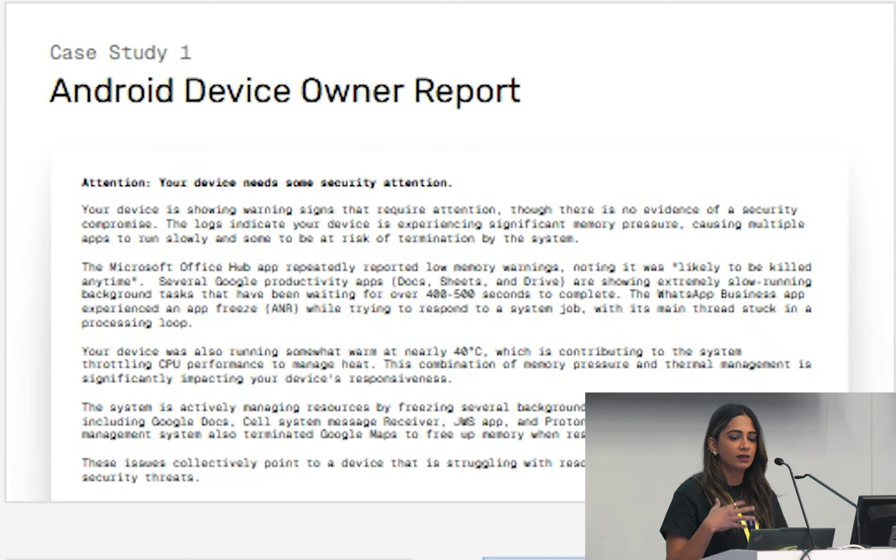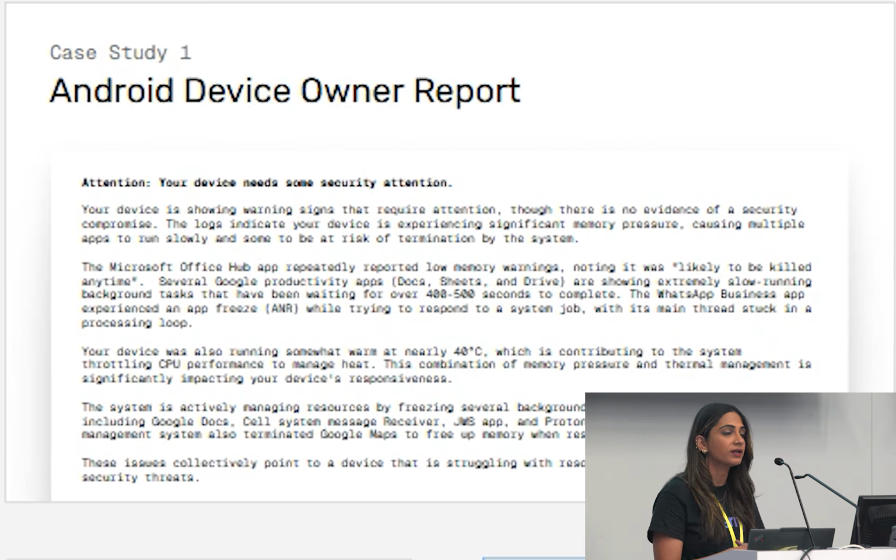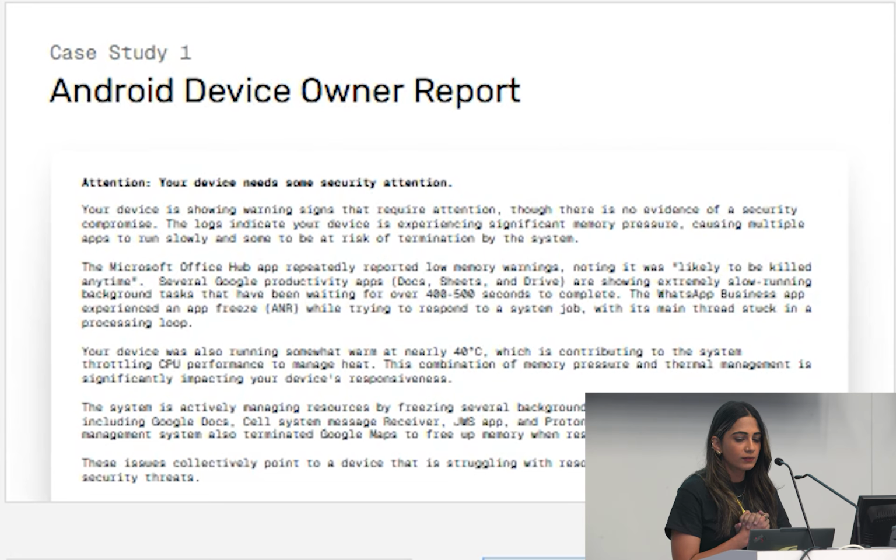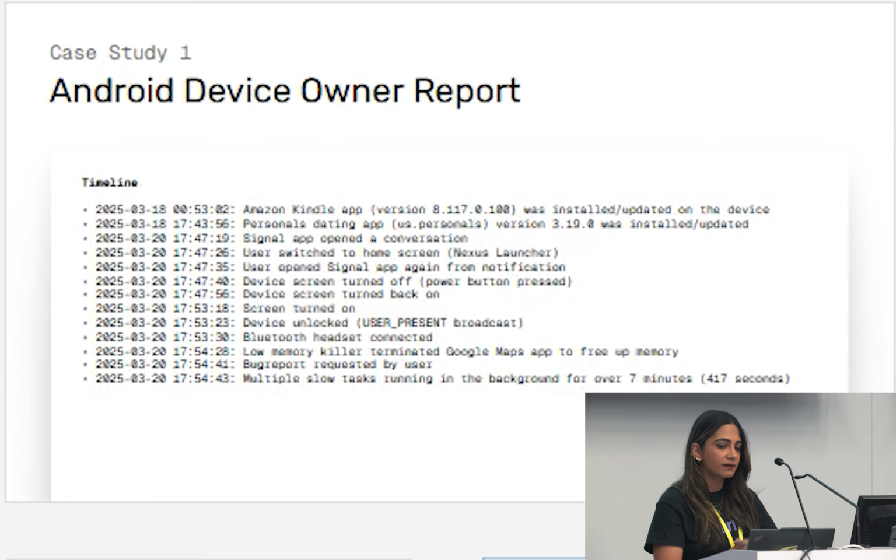And instead of cryptic log lines about ANRs and low memory killer and throttling, what you actually get is a clear audience-tailored report for the device owner. So what first looked like a crash or potential compromise is actually just the device is under memory pressure. So apps like Microsoft Office and Google Productivity are just running really slow. WhatsApp froze. The system started throttling CPU to cope with heat. So there's really no compromise. It's just resource exhaustion.